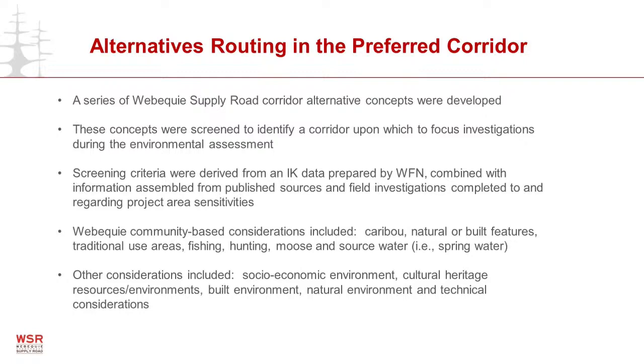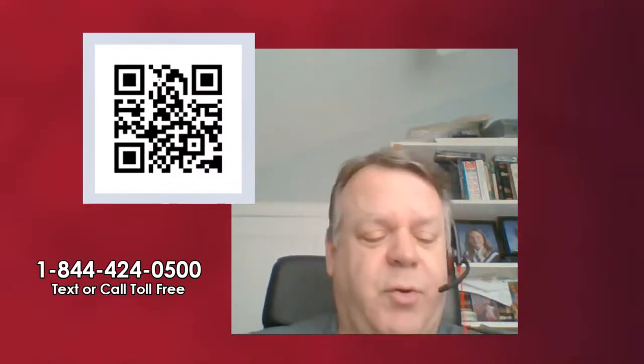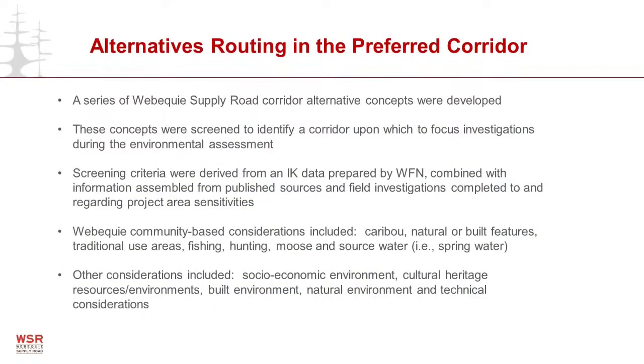Those helped identify project area sensitivities, areas to be careful with, or maybe to avoid in terms of the routing. We'll get into that in a few minutes. Some of Webequay's community-based considerations included caribou, natural or built features, traditional use areas, fishing, hunting, moose, and source water, which is also known as spring water or groundwater. Other considerations were included, such as socioeconomic environment, cultural heritage resources and environments, built environment, natural environment, and technical considerations as well.